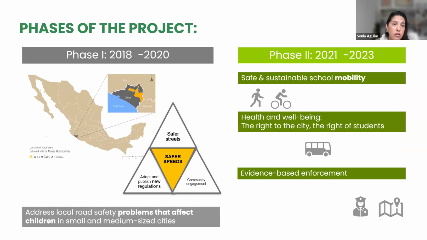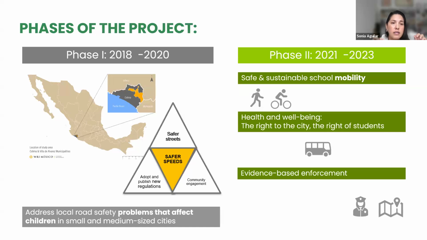This project was developed in two phases. The program defined that during this first phase, we needed to tackle a specific risk factor. So we focused on safer speeds as the heart of our program, and we developed three components to address those safer speeds.